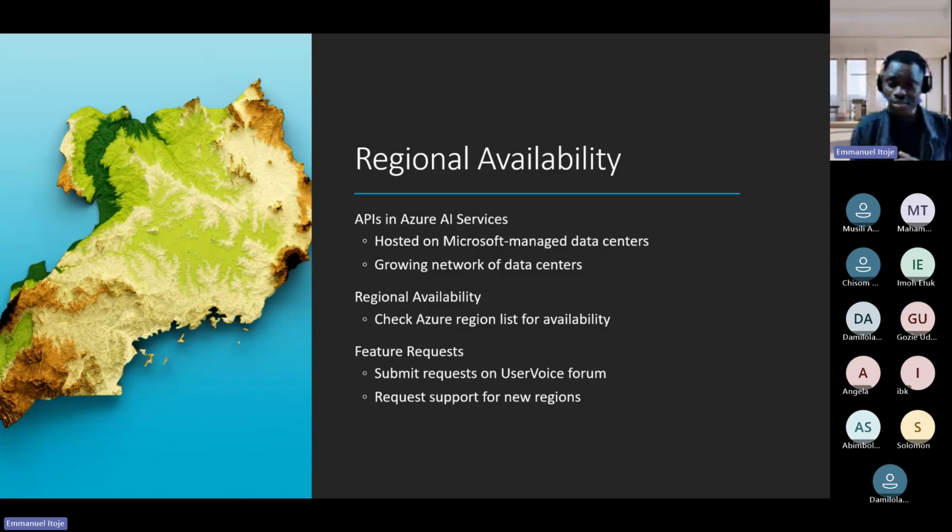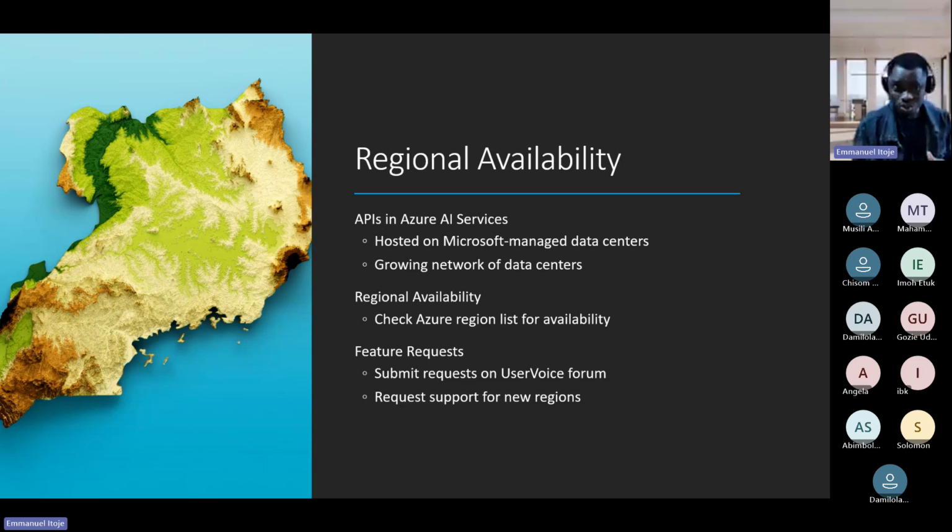Then for regional availability, APIs in Azure services are hosted on Microsoft managed data centers. And Microsoft has a lot of data centers that are constantly growing across the world. So it's always very important that you check based on the region that you have: is this particular Azure AI service available for my region?